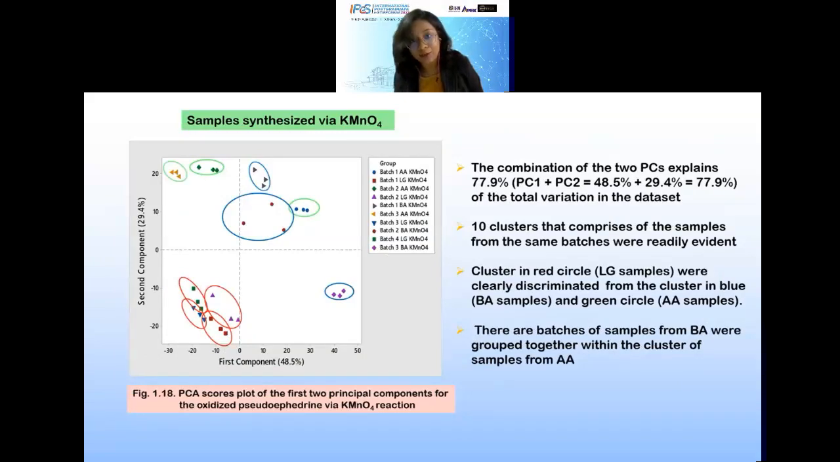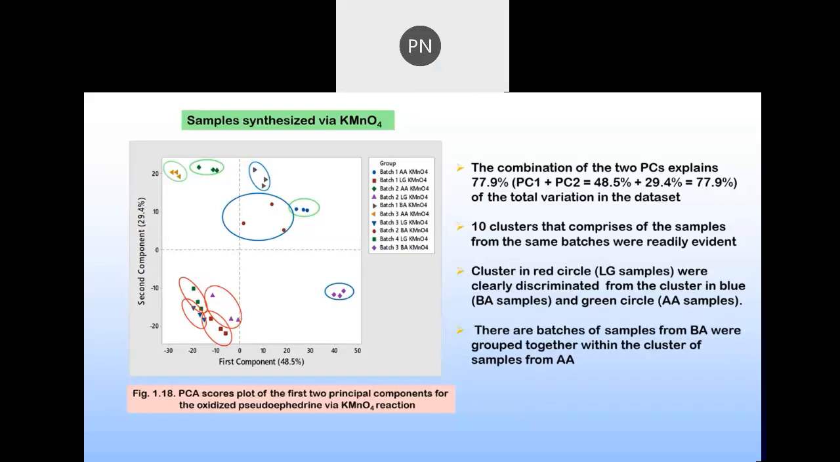Meanwhile, for samples that were synthesized via the potassium permanganate synthetic route, the combination of the two PCs explains about 77.9% of the total variation in the dataset. There are also 10 clusters that comprise samples from the same batches that were readily evident. The clusters in the red circle were clearly discriminated from the clusters in the blue and green circles. However, there are batches of samples from brand B in the blue circle that were grouped together within the cluster of brand A in the green circle.